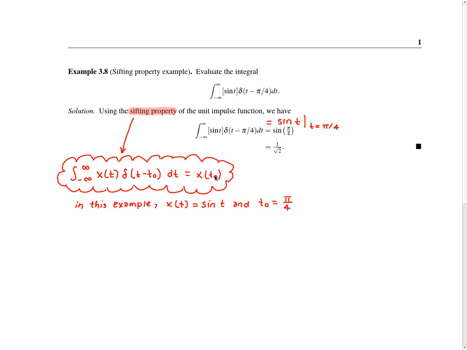And the sifting property is essentially this formula here that's written below. So putting the integral that we're given in the context of this formula here, the x of t that appears in this formula here corresponds to the sine of t here. So our function x is the sine function. And the t naught that appears in this formula here would correspond to pi by 4. This is the amount the delta function's been shifted by. So the sifting property tells us this whole integral should evaluate to just the function x, which in this case is the sine function, evaluated at t naught, which in this case is pi by 4. So we're just going to get sine of pi by 4, which if you happen to recall is 1 over root 2.